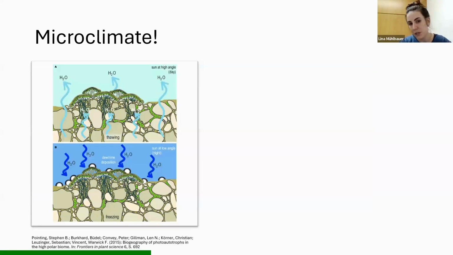We are especially interested in microclimate because we are interested in the protecting effects of cryptogams on the soil temperature. As you can imagine, cryptogams are really small and patchy, so it's really important to measure on small scales to see how this insulating effect actually works out.